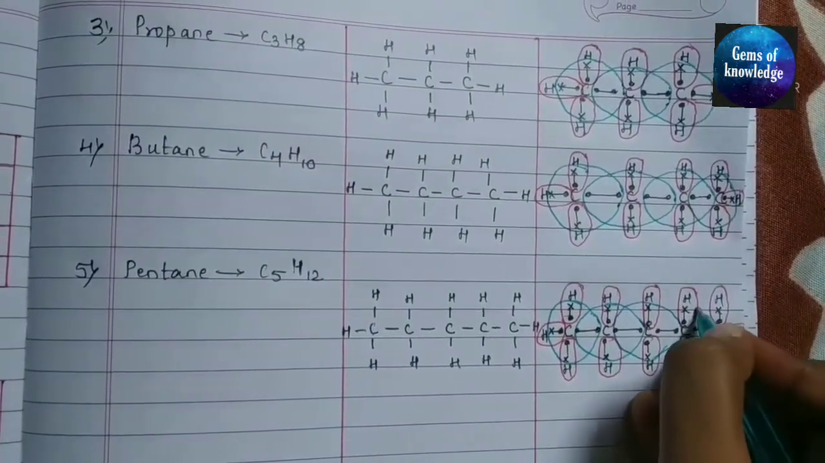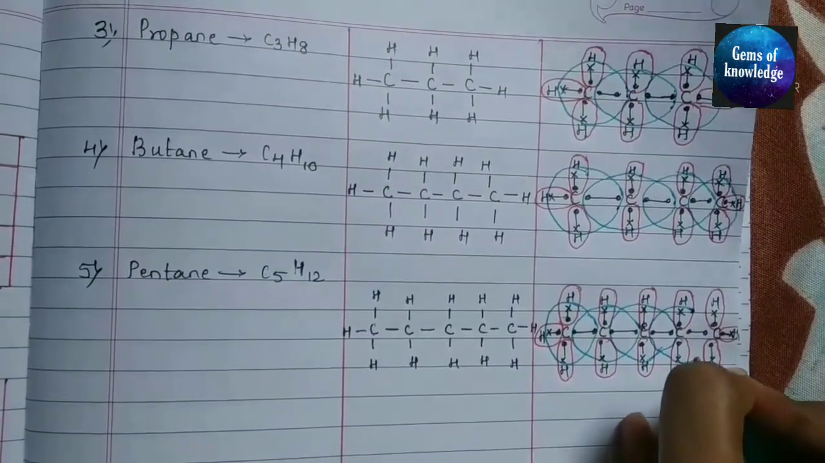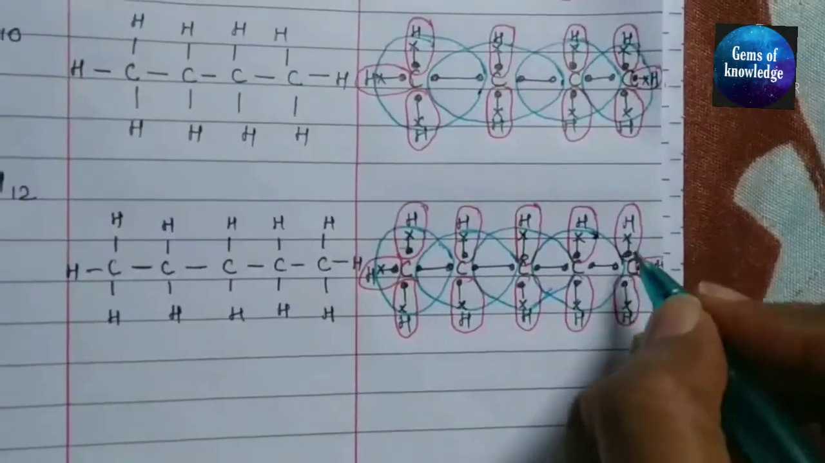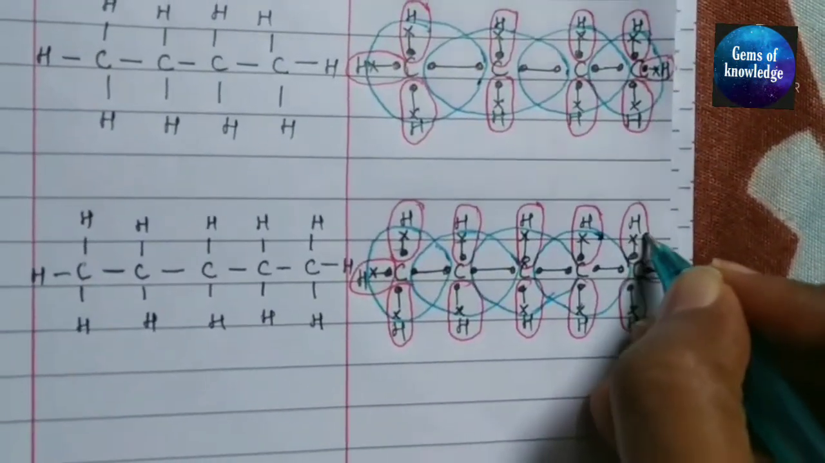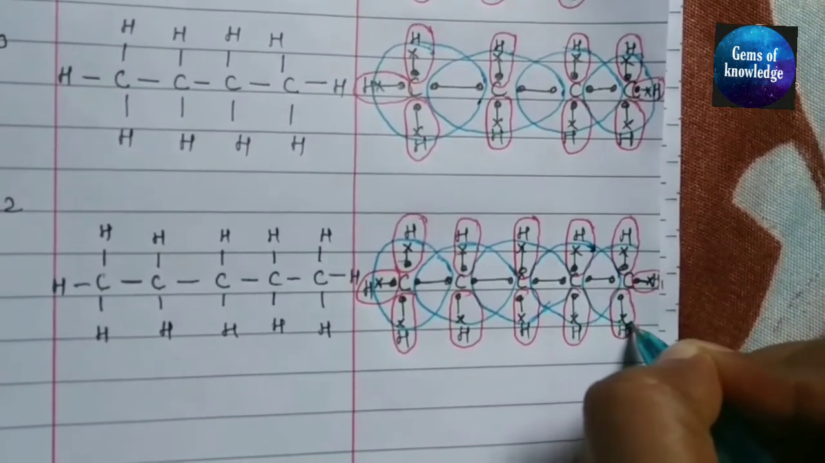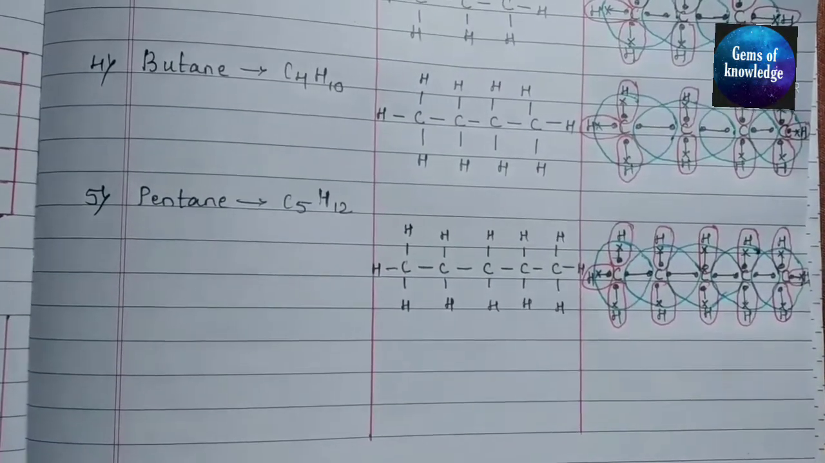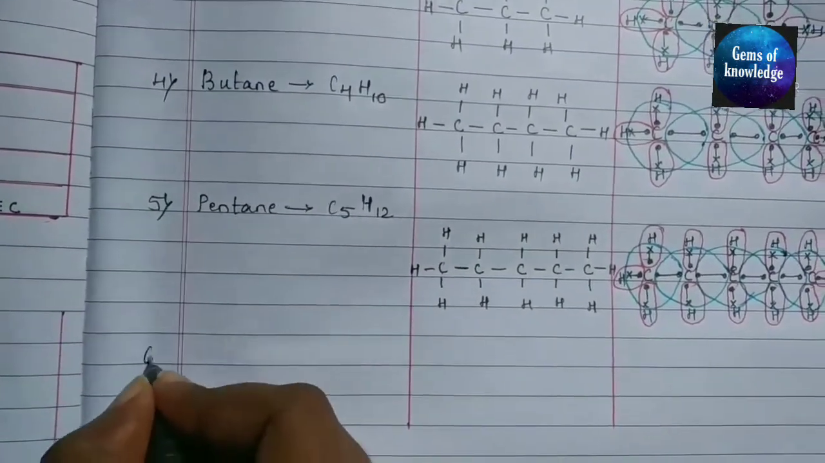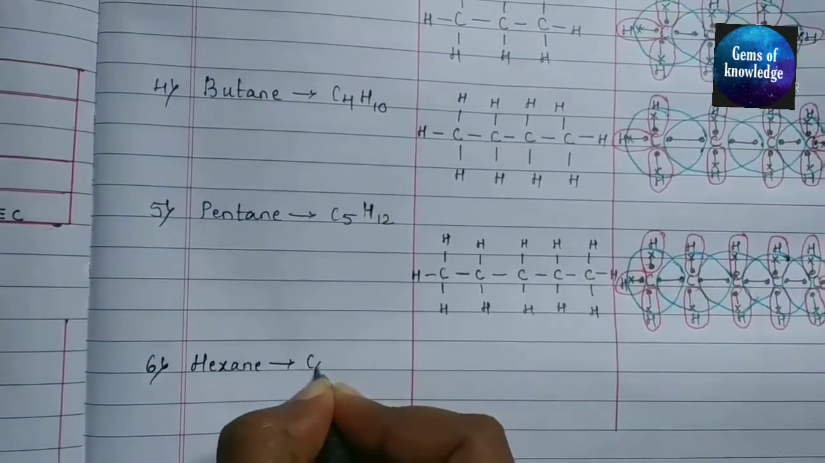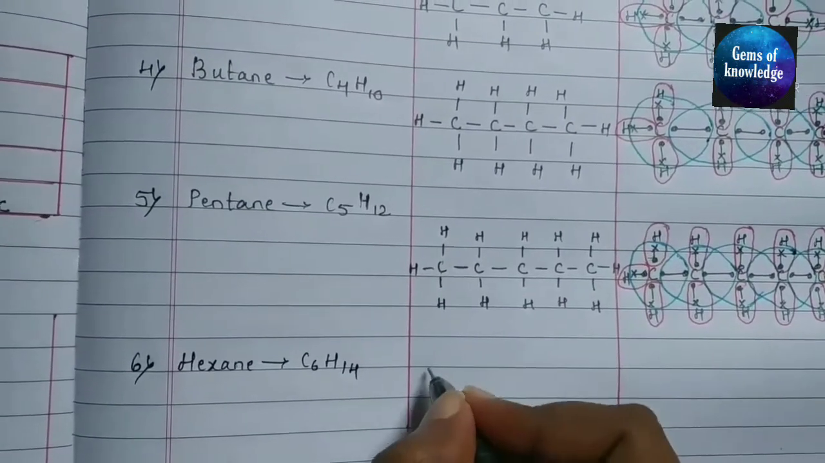Then again 1, 2, 3, 4, this 2 electrons, 5, 6 and this 2 electrons, 7, 8. Next 1, 2, this 2 electrons, this 2 electrons, 4, 5, 6 and this is 7, 8. Okay, then the next one, sixth one is hexane. It is having C6H14.